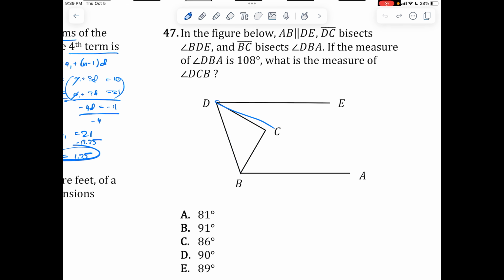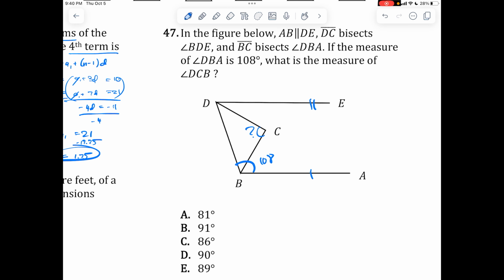Okay. So DC bisects BDE. BC bisects DBA, meaning it cuts the angle in half. And if the measure of DBA is 108, what is the measure of DCB? Okay. So a few things going on.